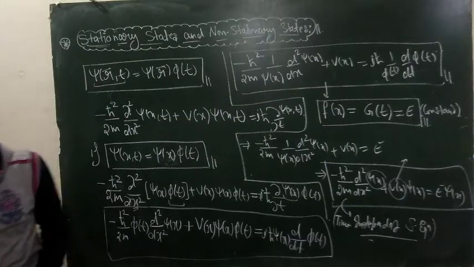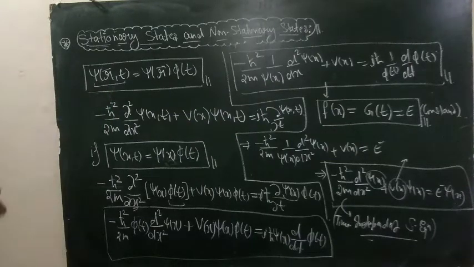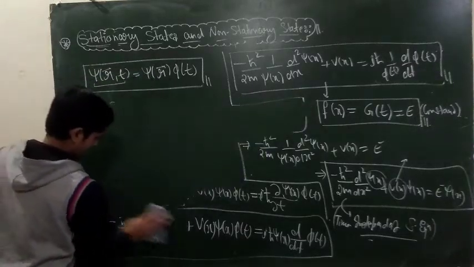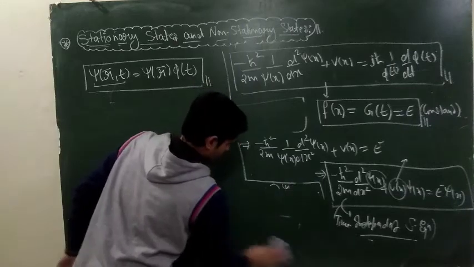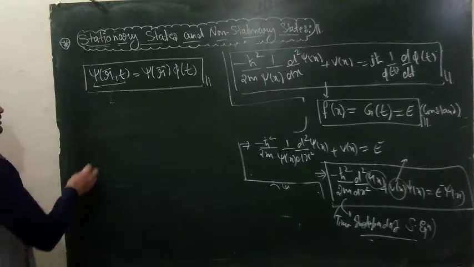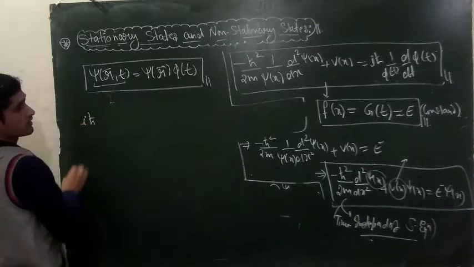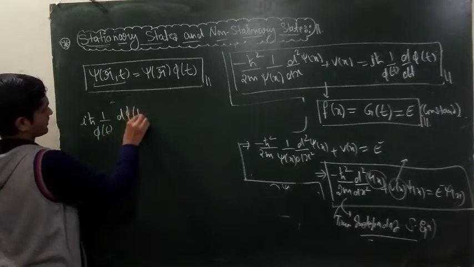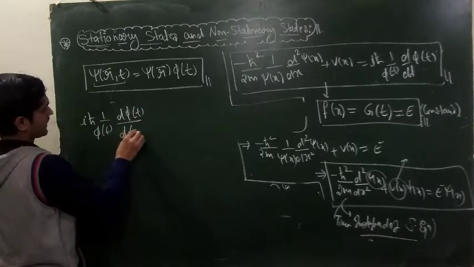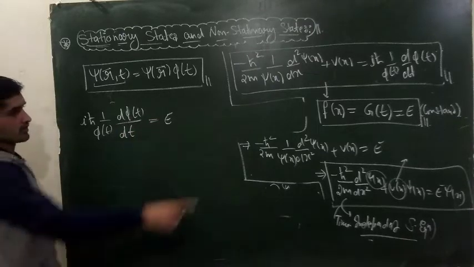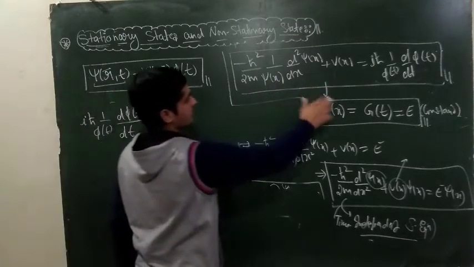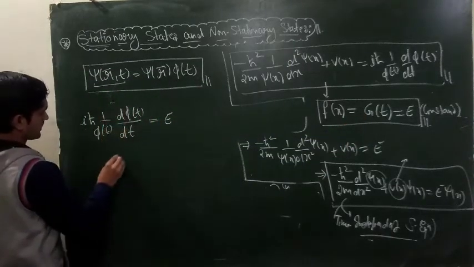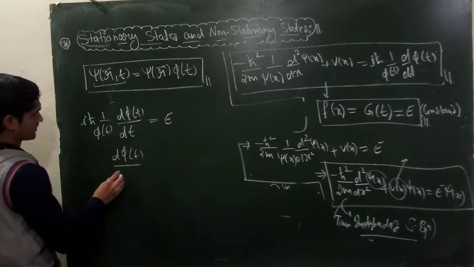What will happen when we equate the right hand side of this equation? The right hand side is i h bar times 1 over phi of t into d phi of t by dt. So if we equate it with the constant E, because we have assumed that both sides have to be equal to some constant E, this is a constant. So just rearrange this and do basic calculus.